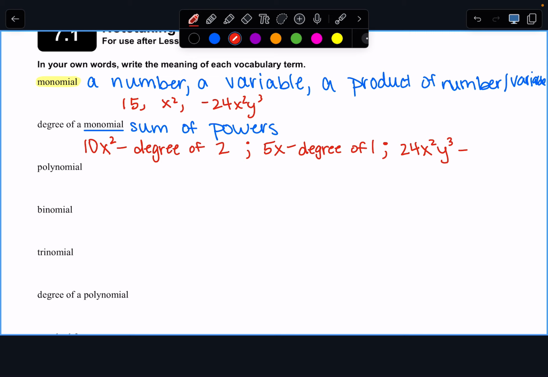But what about this one? 24x squared y cubed. So it's going to have an x, the x is going to have a degree of 2, and the y is going to have a degree of 3. Okay, so altogether, we're going to have a degree of 5. See how Joey got to 5? This 2 and this 3 together, it's a 5.